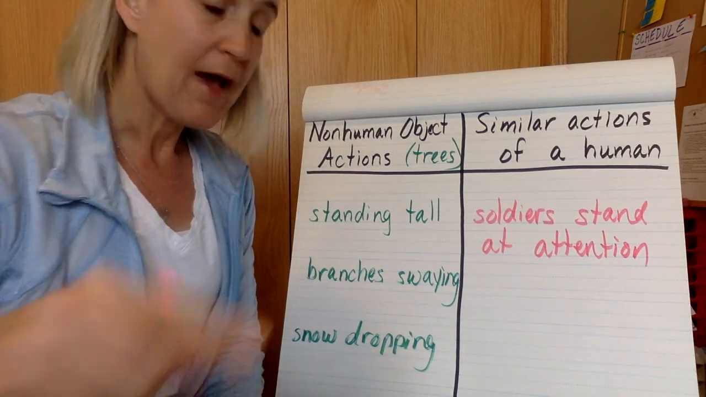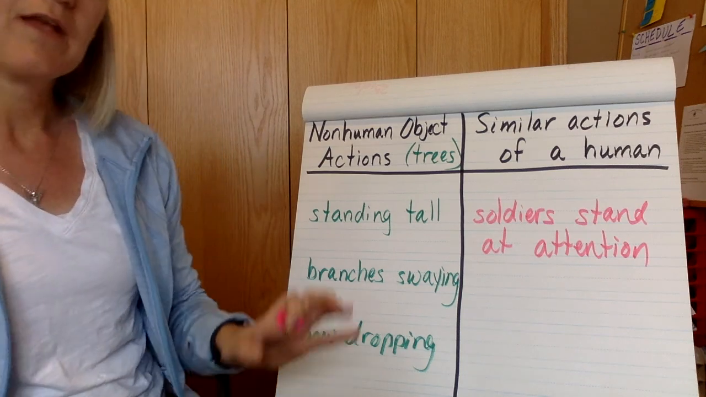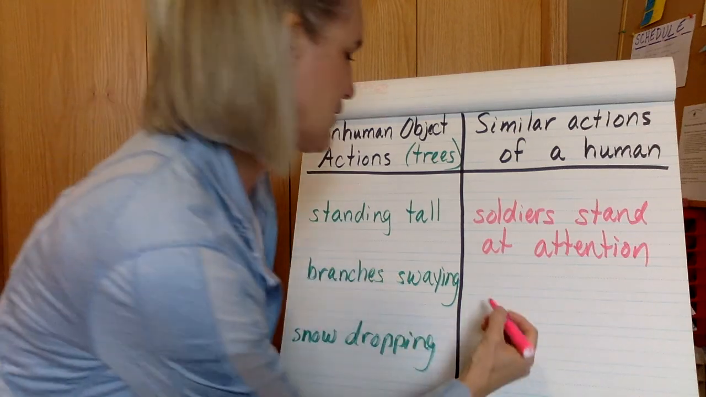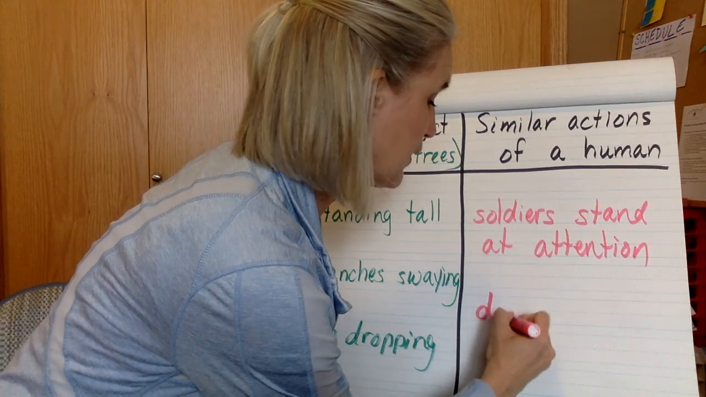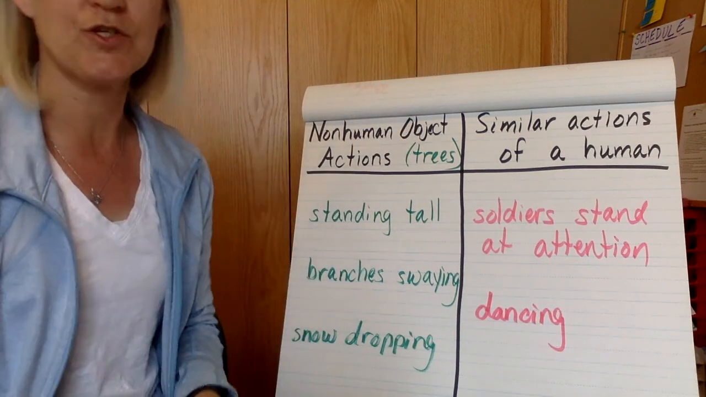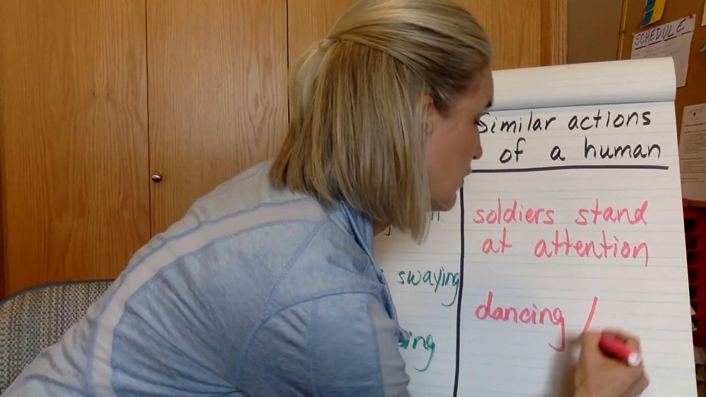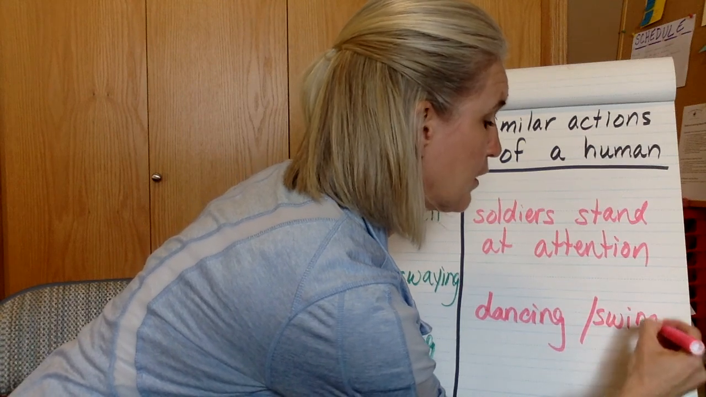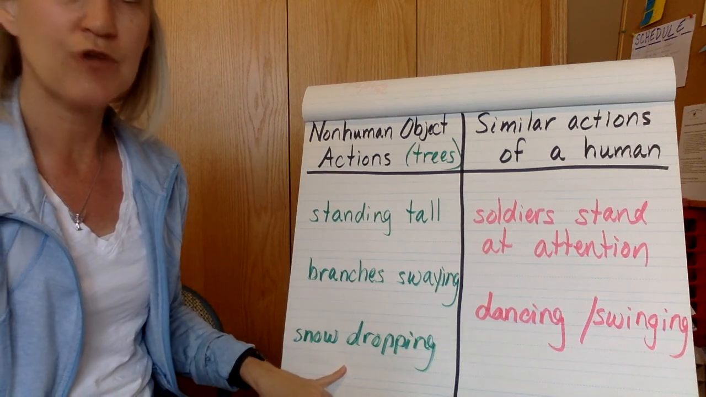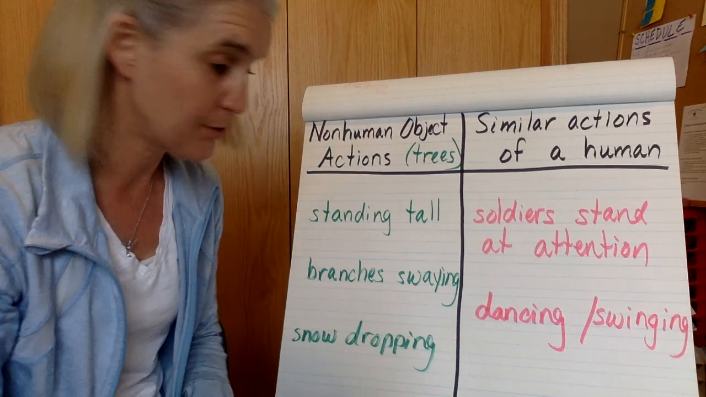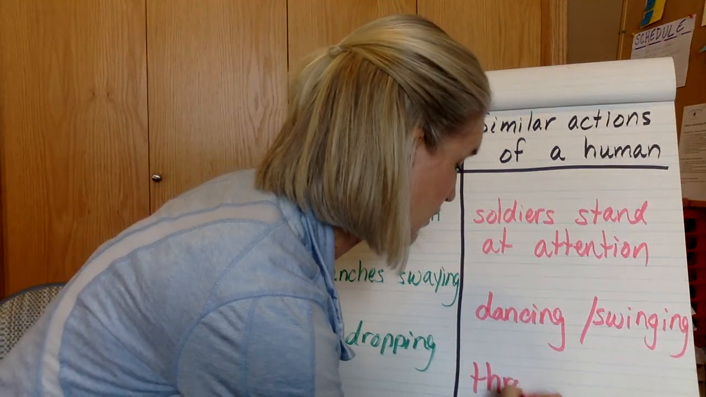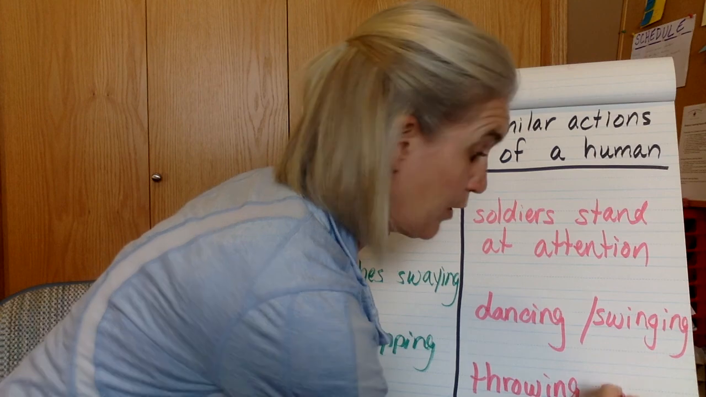But then along with that, let's see, what's something that humans would do that's kind of swaying? First thing that comes to my mind is dancing. When humans are swaying, it might be because they're dancing or swinging, like in a hammock. And then snow dropping. Well, I think of you, third graders, and how you love to pick up that snow and toss it. So throwing snowballs.